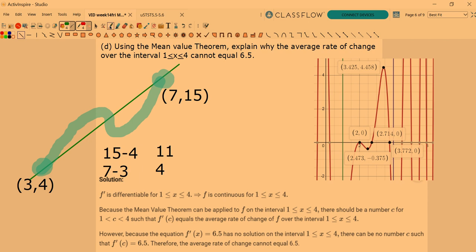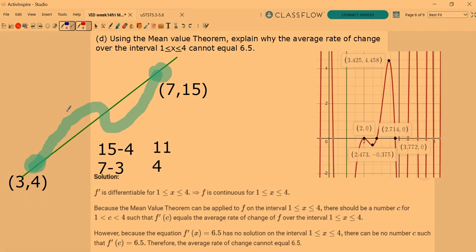So all the mean value theorem says is that there has to be some other x values, if the function is continuous.